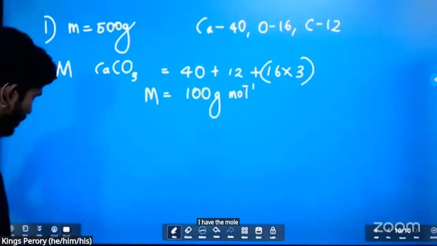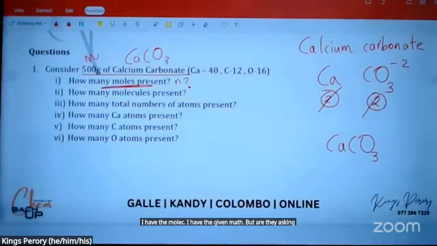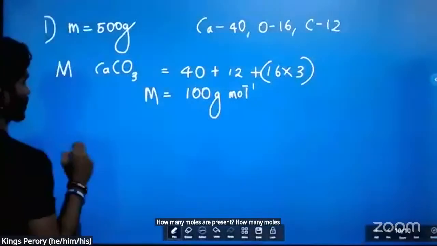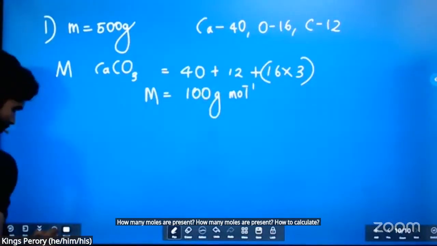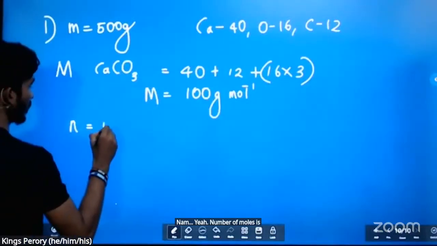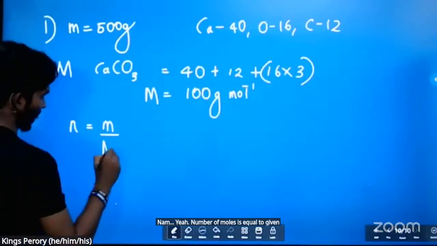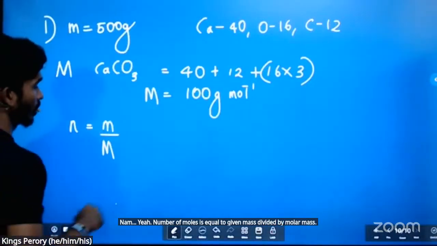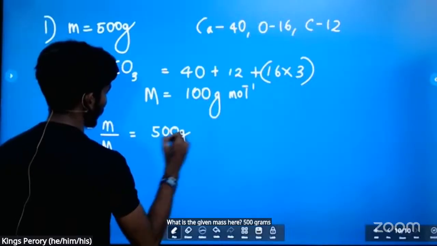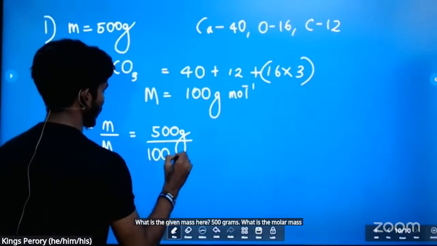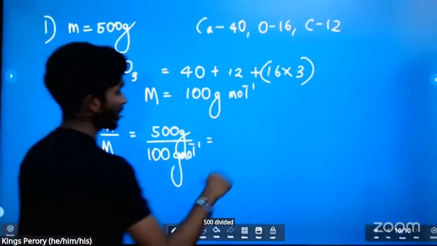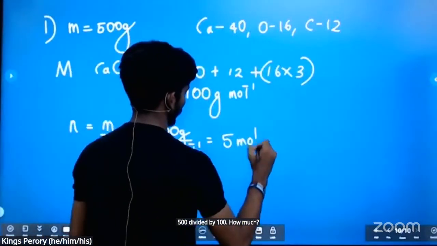I have the molar mass. I have the given mass. What are they asking? How many moles are present? How to calculate? Number of moles is equal to given mass divided by molar mass. What is the given mass here? 500 grams. What is the molar mass here? 100 gram per mole. 500 divided by 100, how much? 5 mole.